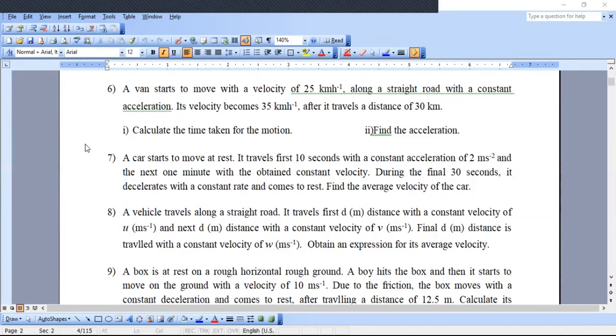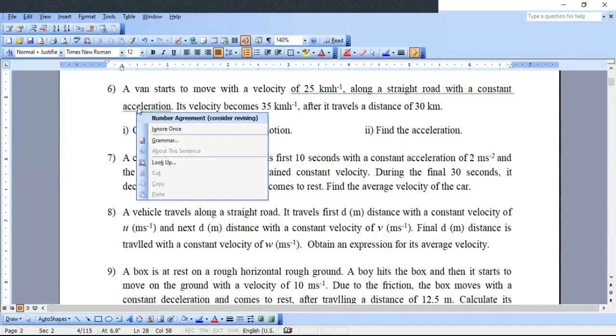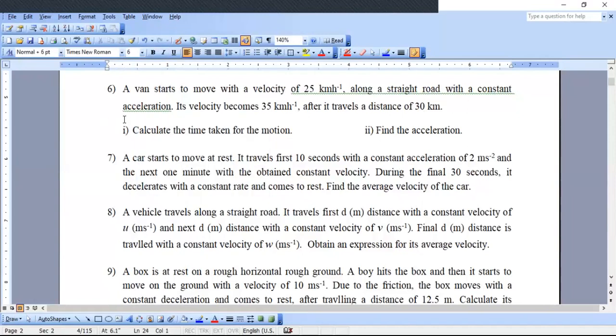Okay, thank you very much, dear. So, the van starts to move with the velocity of 25 kilometer per hour. Final velocity 35 kilometer per hour. Distance 30 kilometers. So all the things are given in kilometers. Therefore, it's better to keep the units as kilometers and hours. If we keep the units as kilometer and kilometer per hour, that will be much easier to solve this problem. So I'll try to quickly discuss these questions because we should start a new theory part.